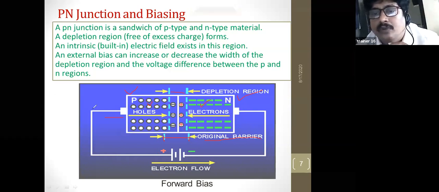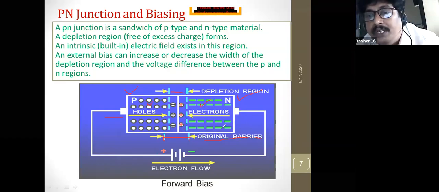The electrons will flow. So what are the majority carriers here? Electrons. And see here, for example, why are both attracted towards each other? Here the negative terminal is connected to the N-type, so the N-type is negative. These are the electrons and these are the negative terminal. Both will repel each other. That means some force is added in this direction.